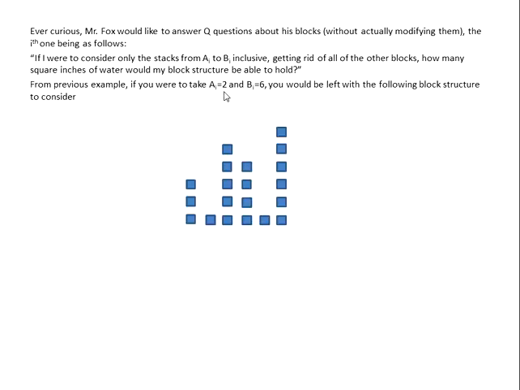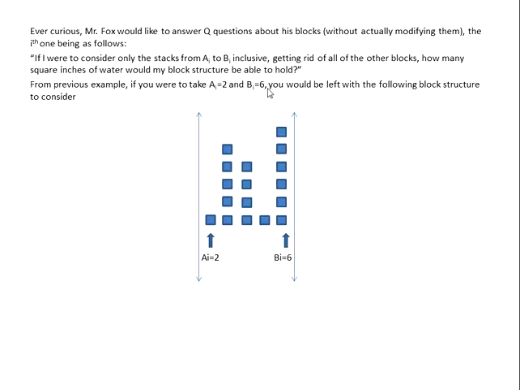Fox is giving us two positions in a structure. In this example, that is i is equal to 2 and i is equal to 6, so A_i and B_i. What he is saying is that these are inclusive, and then remove all other blocks from this. Once you remove them, how much water can it hold?